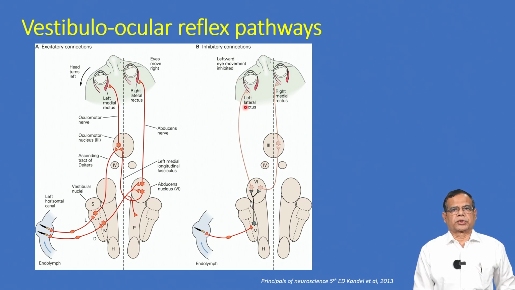So, similarly, what is happening to the opposite side? In the opposite side, there is inhibition, because the cilia go away from the kinocilium and it produces hyperpolarization, which produces an inhibitory action potential, which inhibits the sixth nerve or lateral rectus of the same side and the third nerve or the medial rectus of the opposite side. So, there will be contralateral relaxation of the eyeball at the same time.